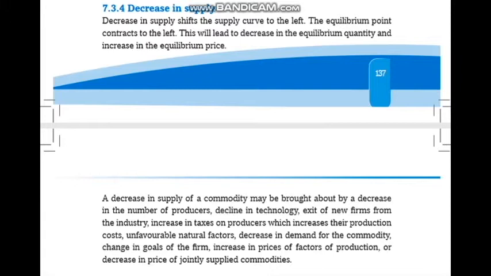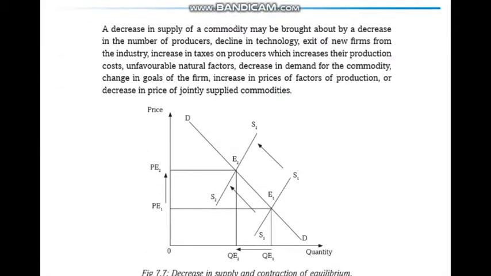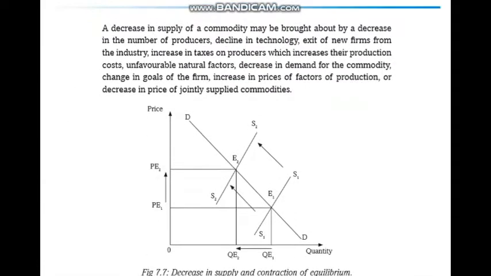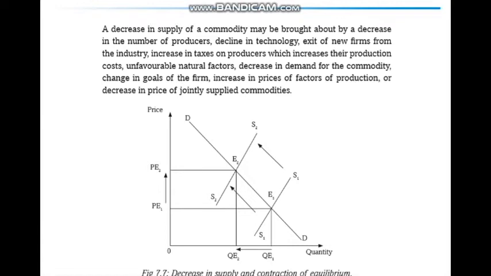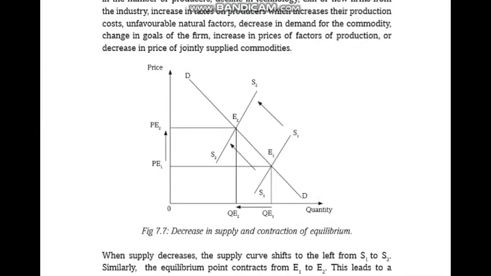This leads to a decrease in equilibrium quantity and an increase in equilibrium price. A decrease in supply of a commodity may be brought about by a decrease in the number of producers, decline in technology, exit of firms from the industry, increase in taxes on the producers which increases their production cost, unfavorable natural factors, decrease in demand for the commodity, change in goals of the farm, increase in the prices of factors of production, or decrease in the price of jointly supplied commodities. Those are factors that lead to a decrease in supply.